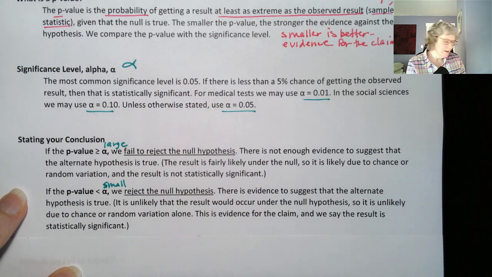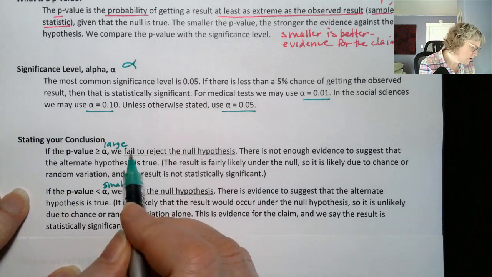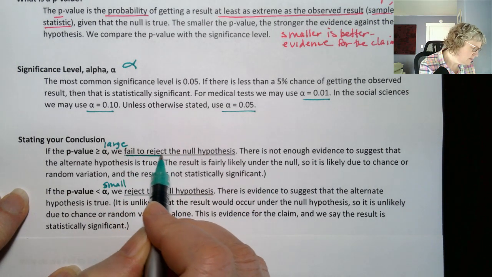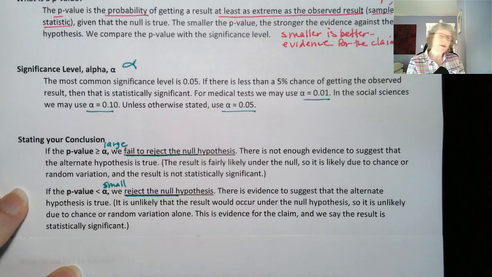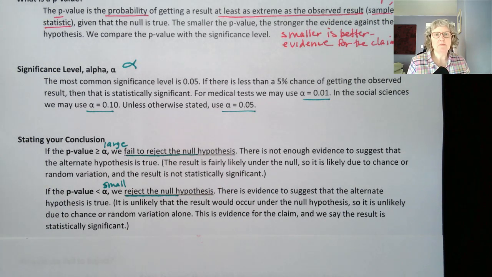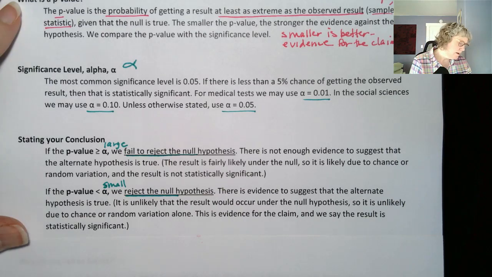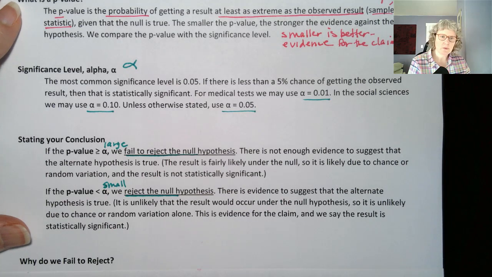Interesting, huh? Now you might be wondering about this wording here. We either fail to reject the null or we reject the null. Notice we don't accept the claim or fail to accept the claim. We're always talking about the null. So remember, we're setting this whole thing up based on the assumption that the null is true. So that's why in our conclusion we're dealing with the null. But then I've got some other information down here.